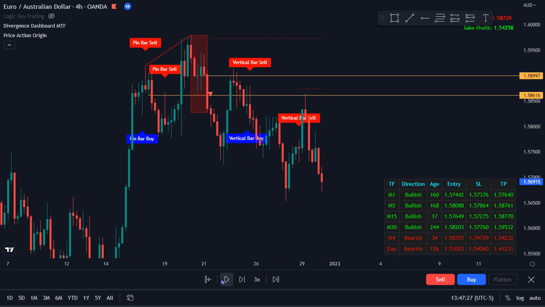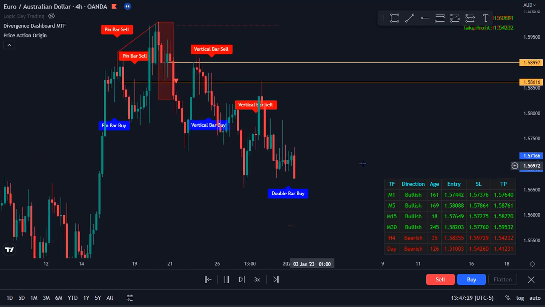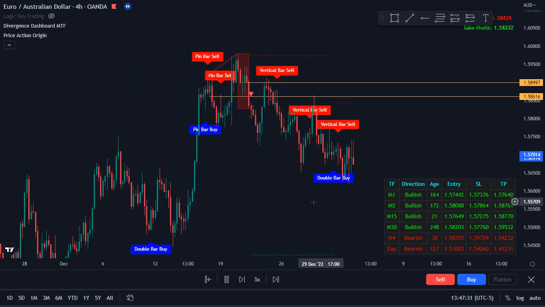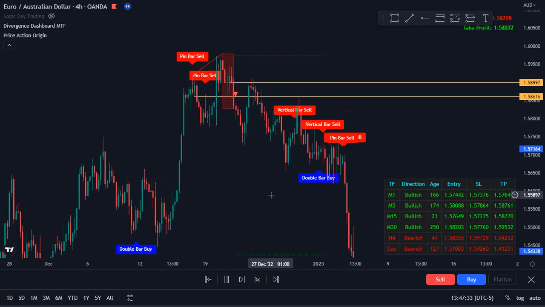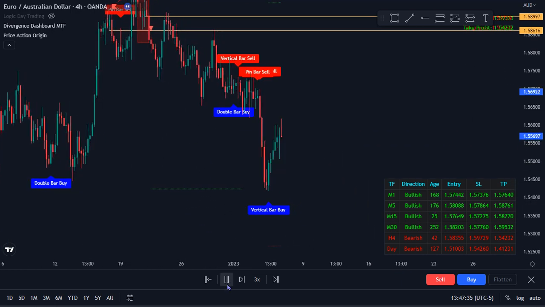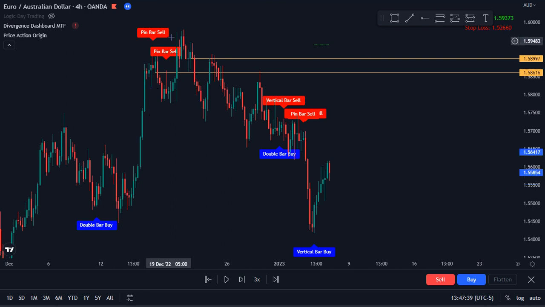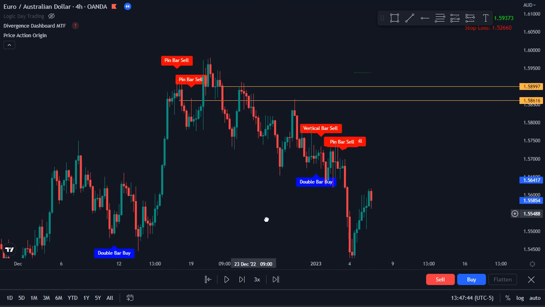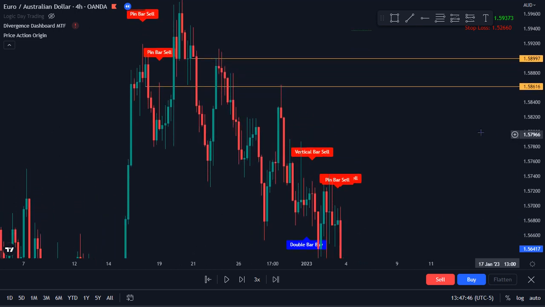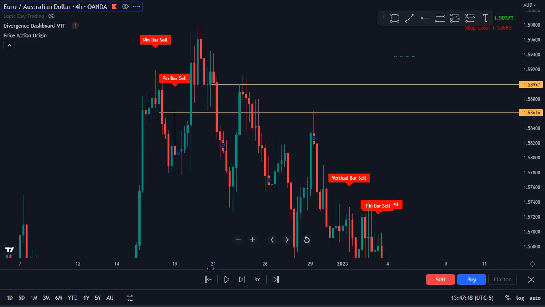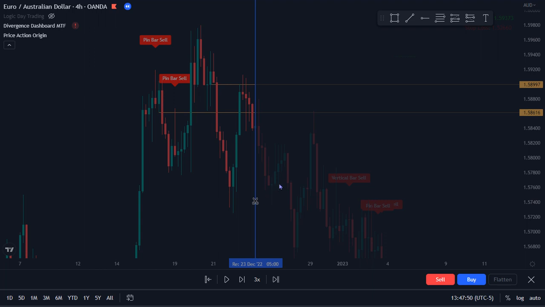And of course, we see that play out in this example. Finally taking out this low. The low here that caused all this run up has now been taken out. So again, just to go over briefly, let me get the replay tool back here to bring up the divergence.